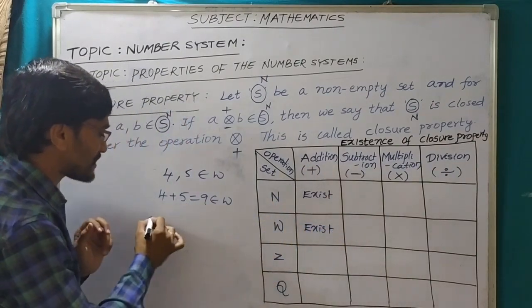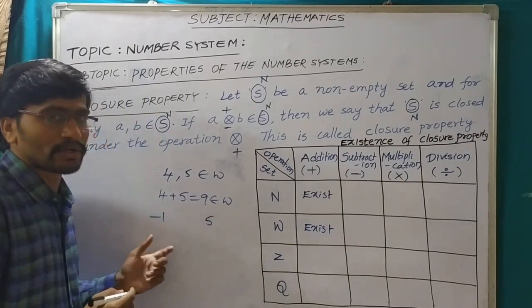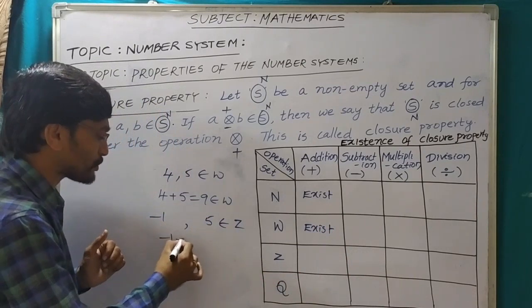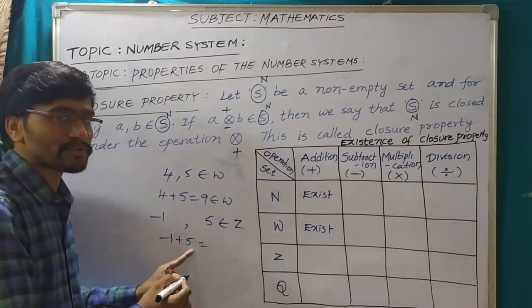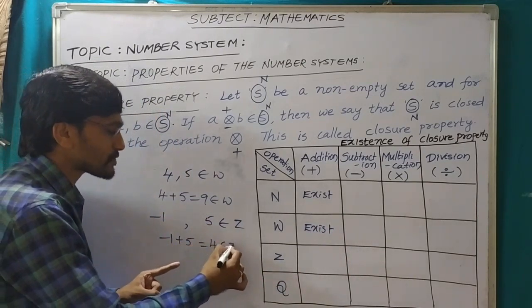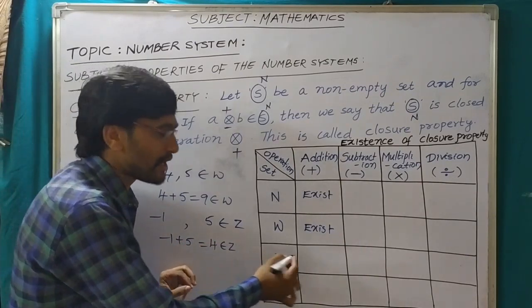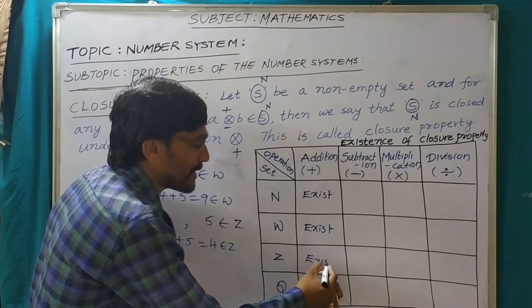For integers, I consider two integers, -1 and 5. Now I want to add those two integers. -1 plus 5 gives what? 4, right? 4 is also an integer. So the closure property exists for integers under addition.